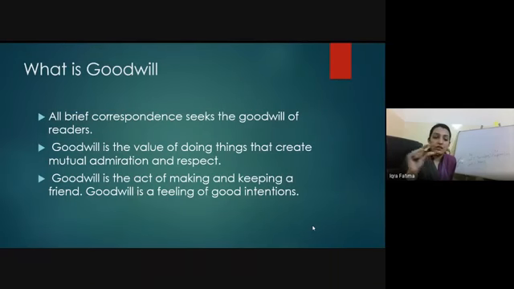Goodwill, as the name suggests, means having a good or positive will to communicate. We want mutual admiration and respect, a positive and friendly relation with our colleagues, our employees, and our business partners. So we want to maintain goodwill in our business communication. Every business communication seeks goodwill with the readers, the audience, or the receivers. You have to maintain that respect and that friendly environment with your business partners and colleagues.